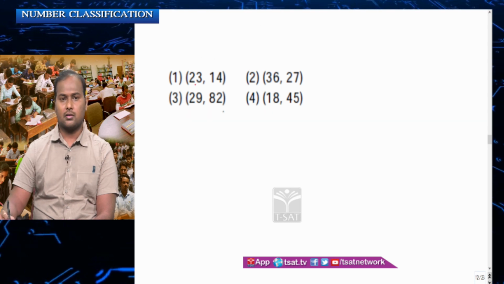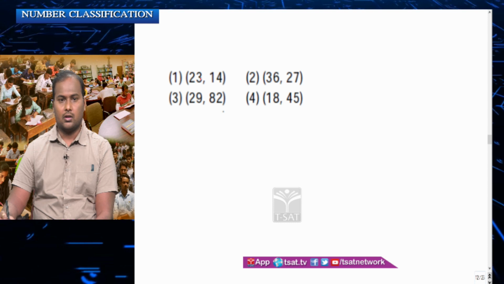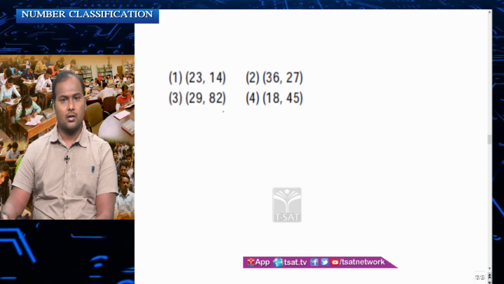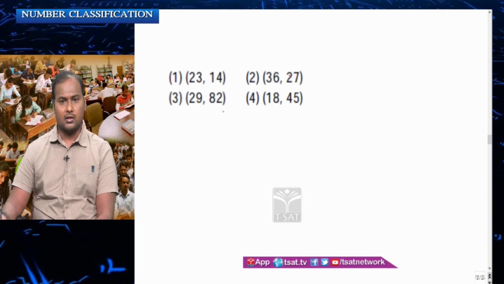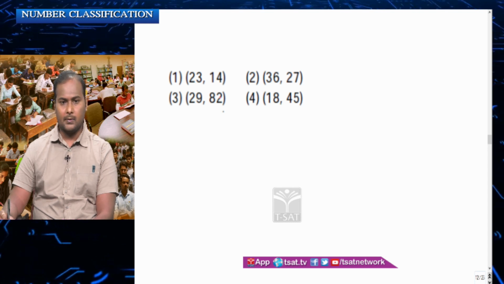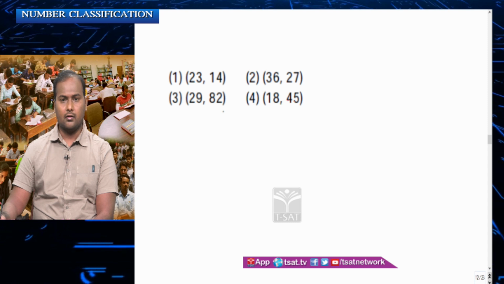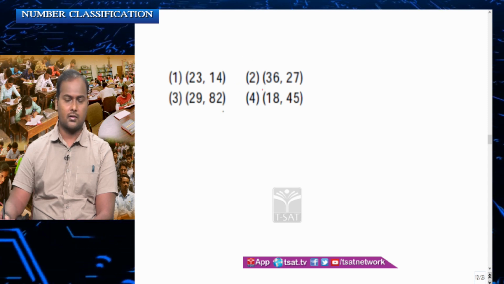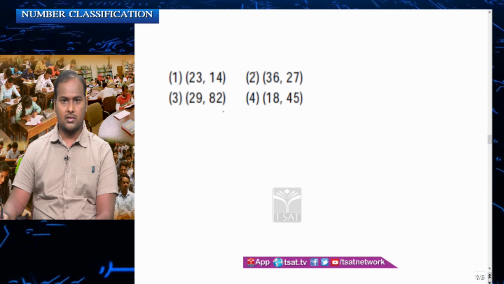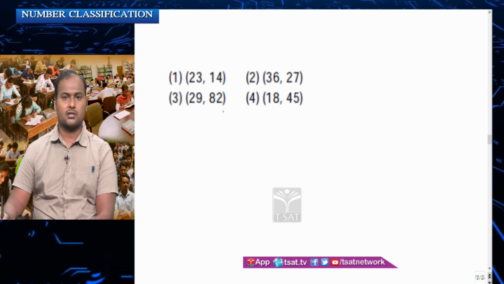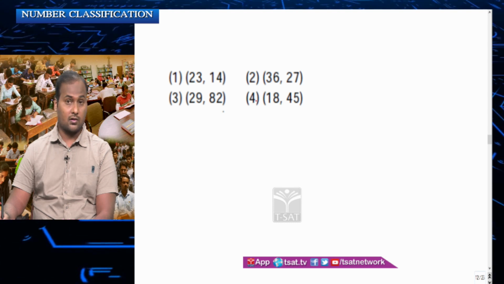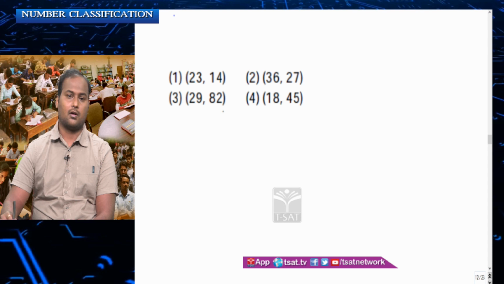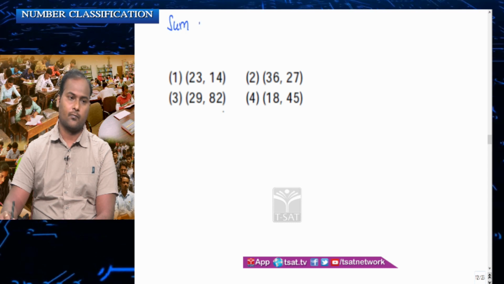Can I check with squares? Not possible, because 23 I can write like 5 square minus 2, but 14, not possible. 36 is a perfect square, but 27 is a cube. Then 29, 82, 18, 45. So in this case, the logic that I get is that squares are not possible, multiplication is not possible, subtraction is also not possible, additions also not possible. If all these are not possible, what do we have to go for? Sum of digits. I always said this is very, very important.